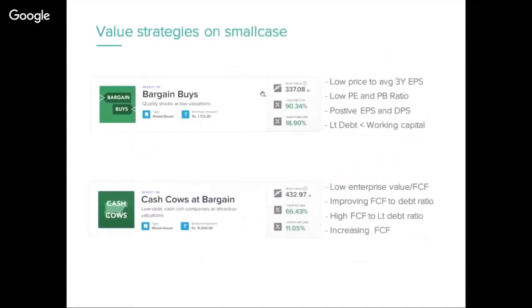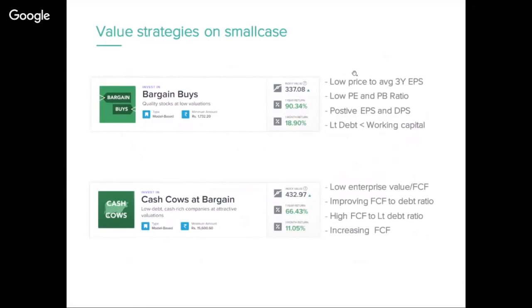Now let's just quickly look at a few examples of value investing strategies that are currently available on the platform. The first one is Bargain Buys. As the description shows, the smallcase tries to select quality stocks which are available at low valuations. I have listed down some of the factors which we use while creating this particular smallcase. The factors listed are not the comprehensive list of all the factors that we consider when building a smallcase, but basically the important factors considered for this particular smallcase.